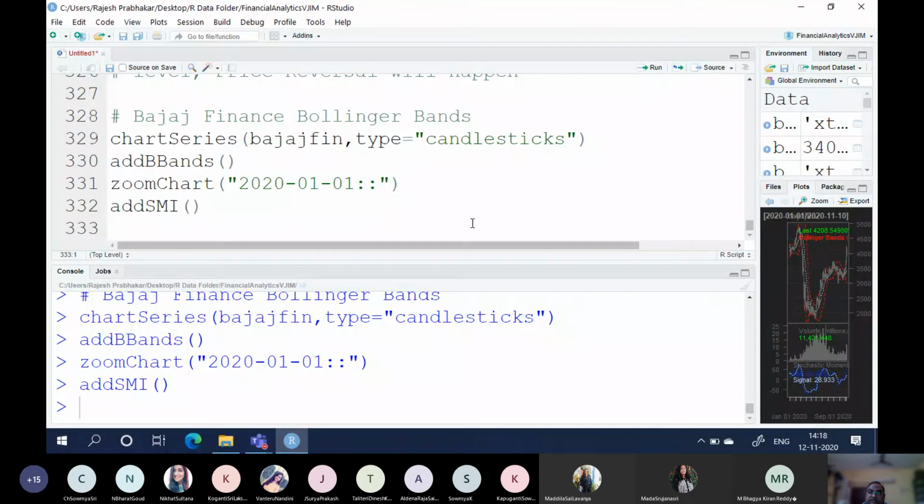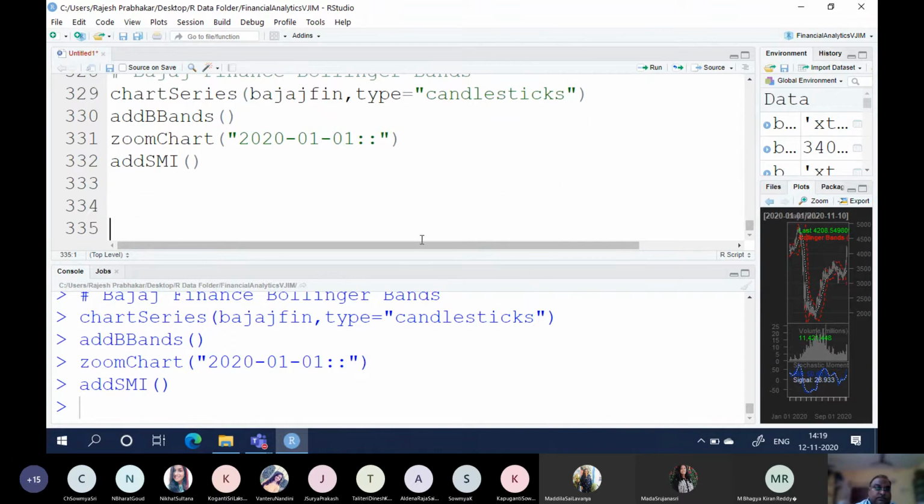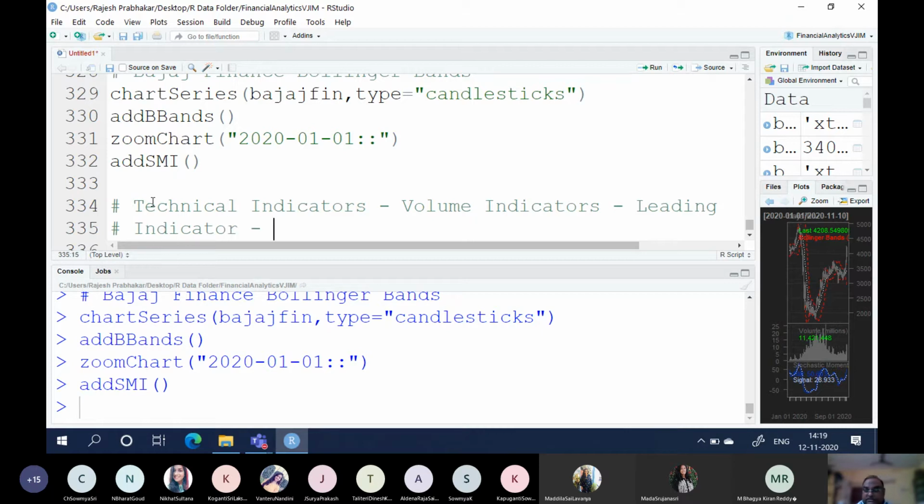So these are your volatility indicators. Now let us look at our volume indicators. So technical indicators, then volume indicators, number of trades in a day. In volume indicators, the leading indicator, this is very important, is called Chaikin oscillator. Earlier it was called Chaikin money flow. Now it is called Chaikin oscillator.